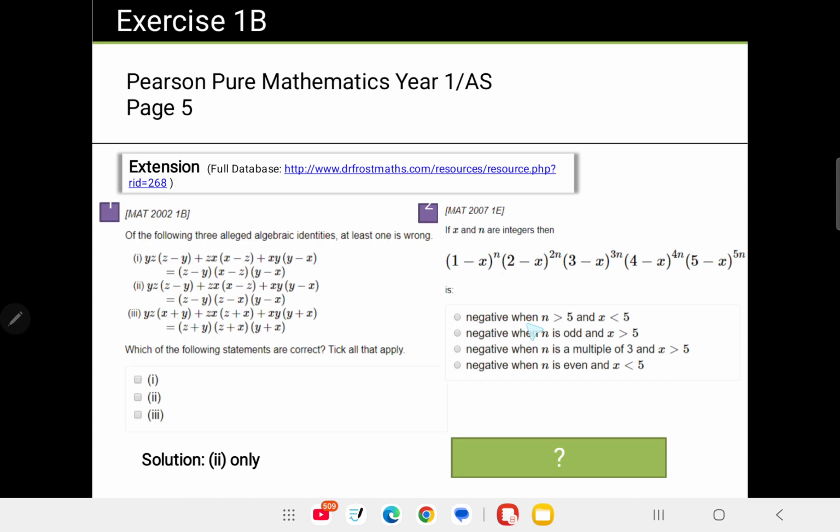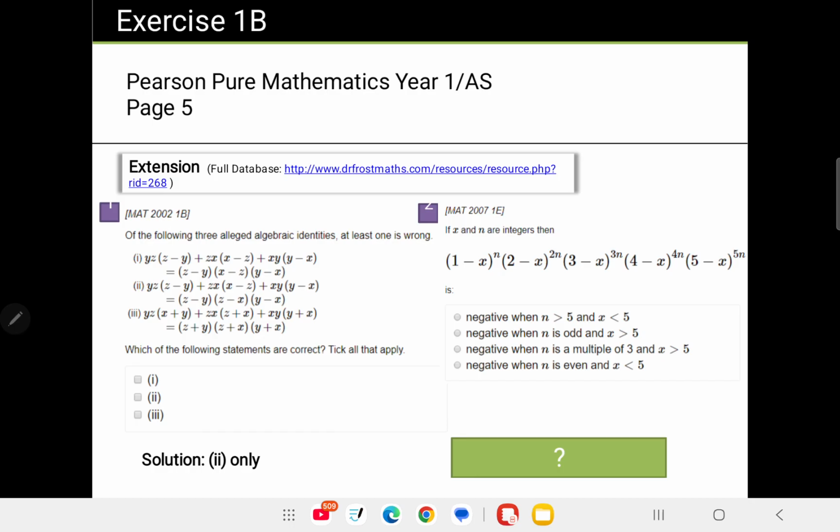If you check the first condition, this result is negative when n is greater than 5 and x is less than 5. If we put x equals 4, this will be 0. If we consider x equals 3, this will be 0 though. So the whole result will be 0. If x equals 2, the whole thing is 0. If x equals 1, the whole thing is 0. So the first should not be true, because for any value less than 5, the whole result will be 0, not negative. Next, n is odd and x is more than 5.